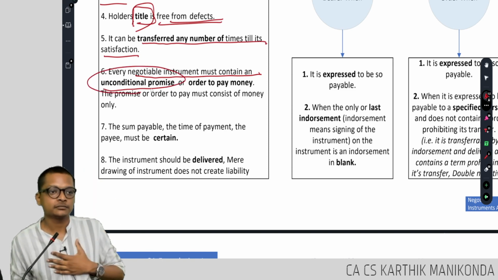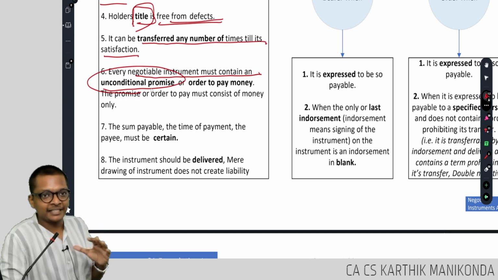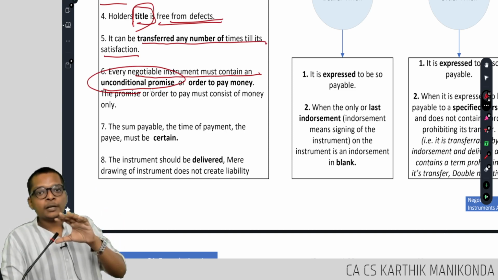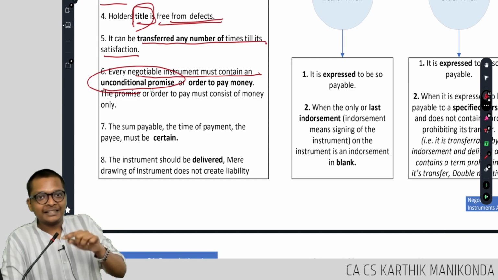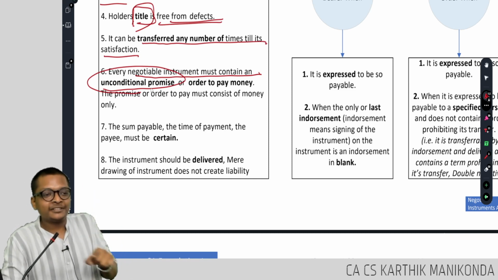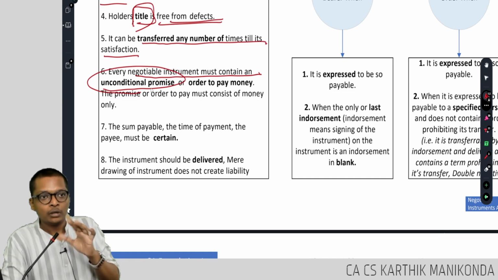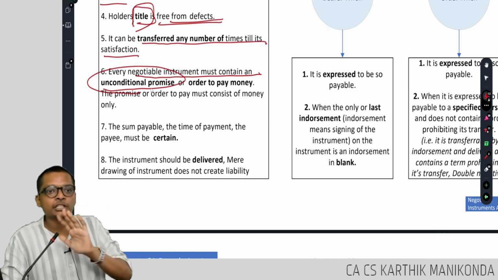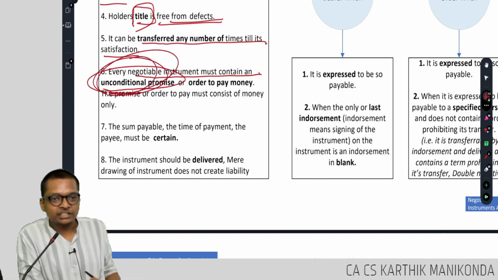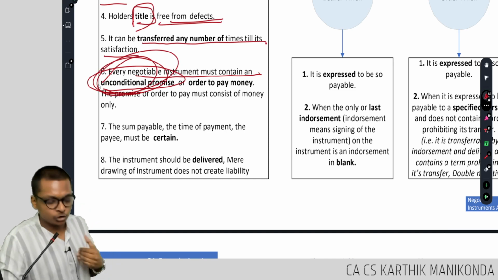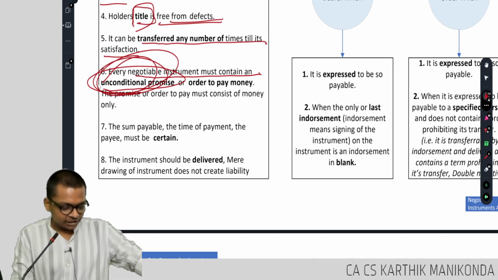Are you following? There have been exam questions. They will tell: Shah Rukh Khan promised to pay 20 lakhs to Amir Khan if Salman Khan gets married. Is this promissory note valid? No. This promissory note has a condition. It should be unconditional. Are you following, guys? There should not be any condition.